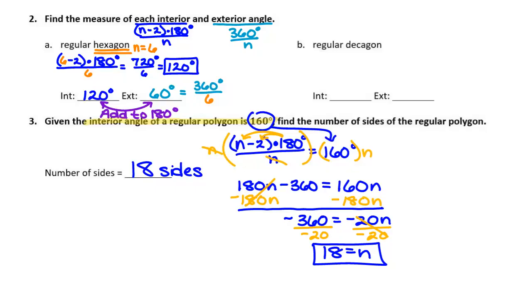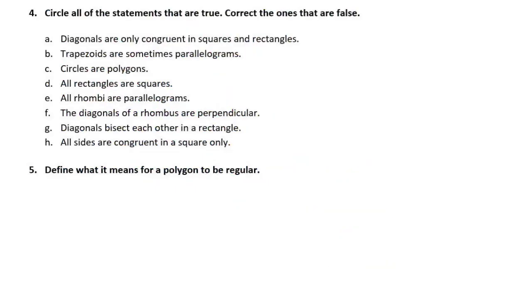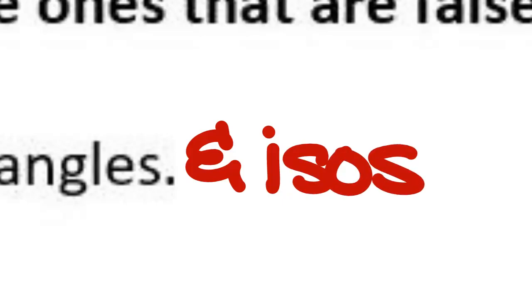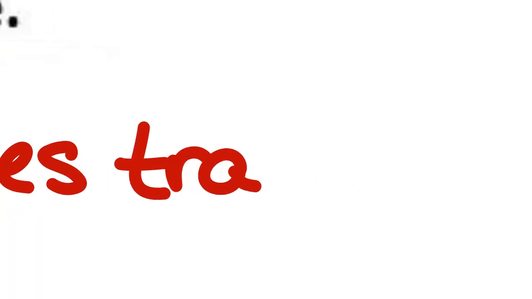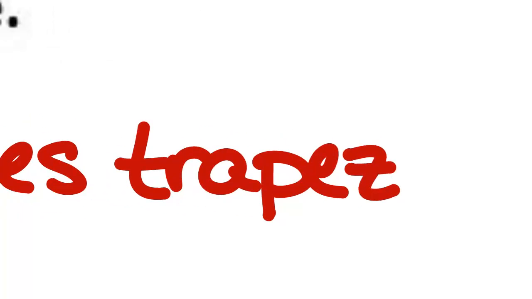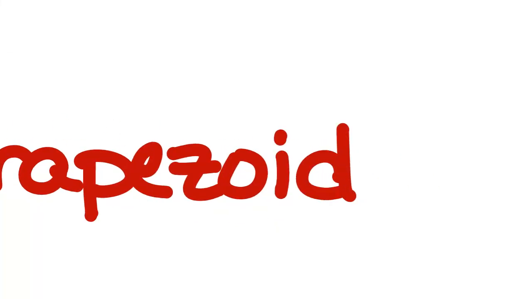All right. Question number 4, circle all of the statements that are true, correct the ones that are false. Diagonals are only congruent in squares and rectangles. And isosceles trapezoids. So that first statement is false because you had to also include isosceles trapezoids.